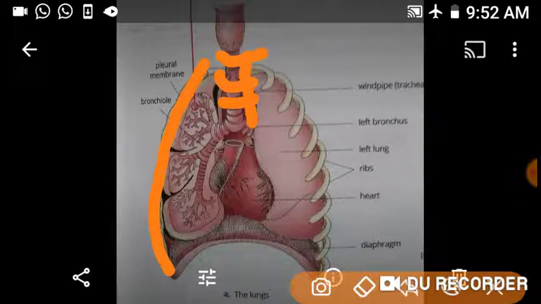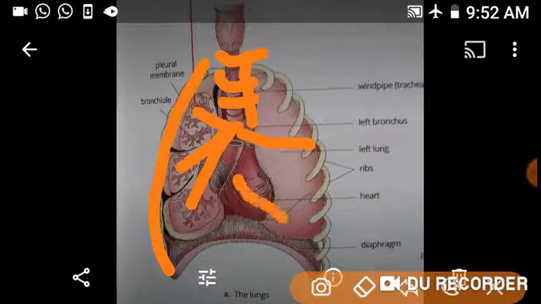Then this trachea splits into right bronchus and left bronchus. This is right bronchus. Right bronchus further splits into three parts. Three bronchi are there. So the right bronchus is divided into three bronchi, and these three bronchi go into three lobes of the right lung. The left bronchus is divided into two bronchi, which go to two lobes.